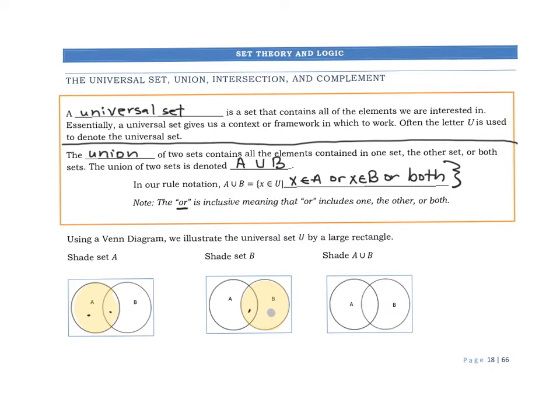Now let's talk about that operator we just mentioned, union. So remember, it's going to be in set A, that's all of this, set B, which is all of that, or both.